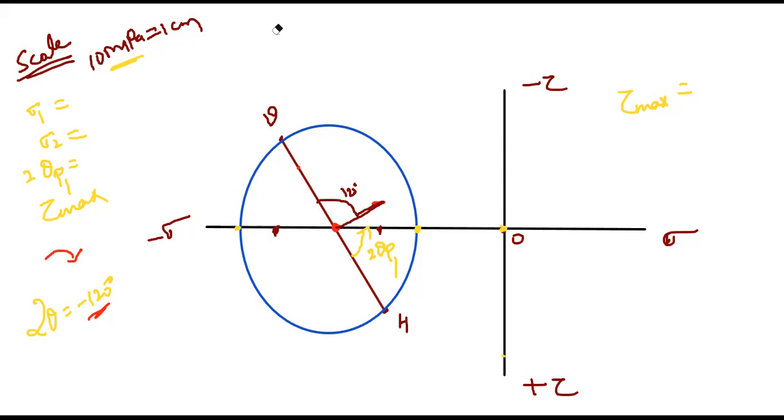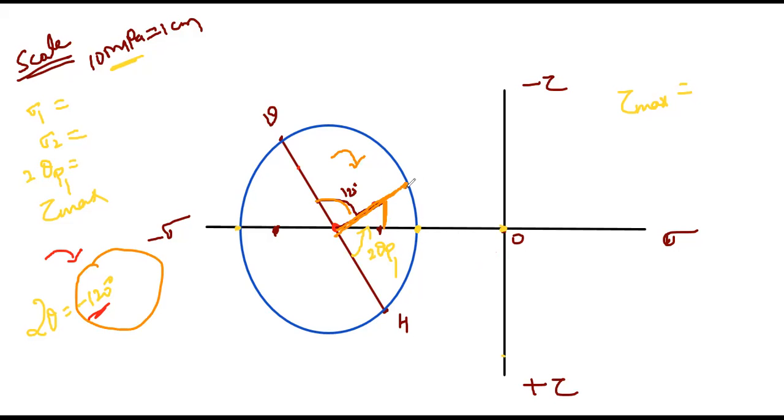Once we get this 120 degree angle, we need to draw a line perpendicular to this. Sorry, we need to extend this till here, and from here draw a perpendicular line. This will give the sigma n. I'll repeat this step so you'll understand. This is the 2 theta value, which is 120 degree acting in the clockwise direction.